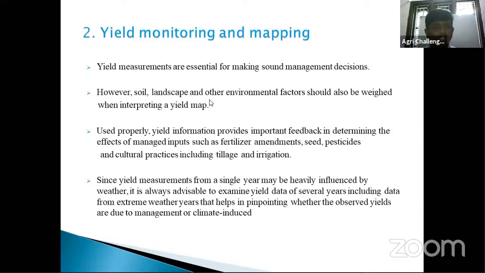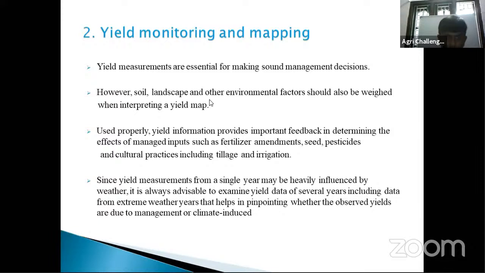In the same way, we also use yield data for insurance purposes or other policy and decision management purposes. However, soil, landscape and other environmental factors should also be weighed. In yield monitoring, in an undulated field some plain areas give a good yield. Within the field, some is black soil with good water holding capacity and more organic matter, a fertile soil giving a good yield. Some is poor soil. So you have to take care about soil, landscape, and other environmental factors of the particular location when interpreting the yield map.